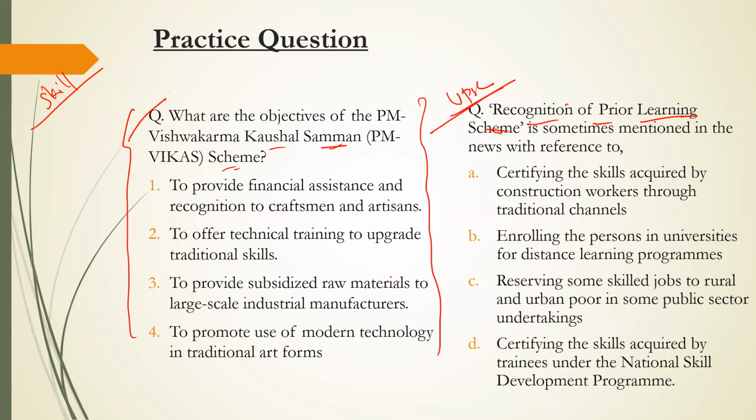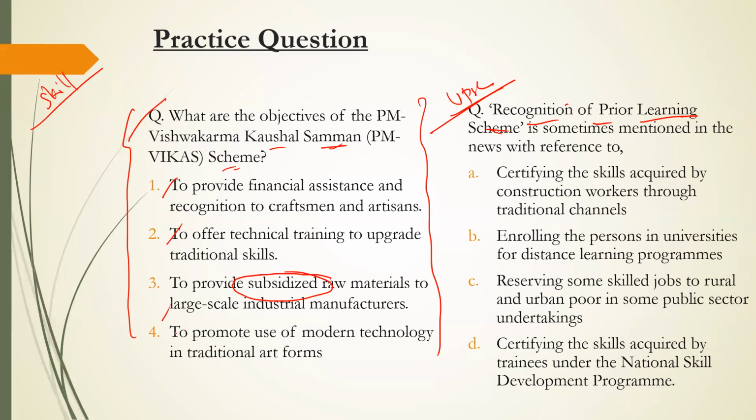So here, which do you think are the objectives of the scheme? You can take a guess, no problem. 1 to 4, except 3. Very good. So here you eliminated 3 based on the subsidy component. The rest 3 are correct here.